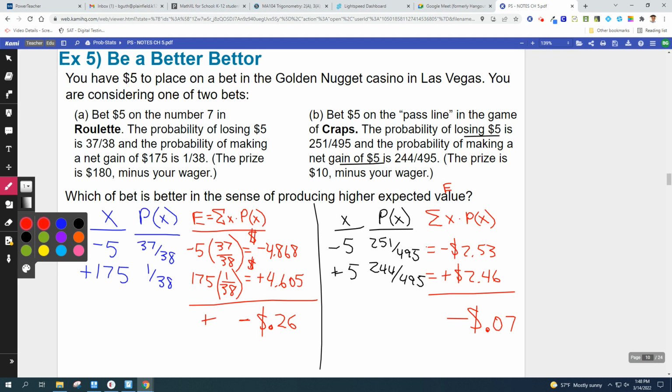So remember the question, which of the bets, or which bet is better in the sense of producing a higher expected value? Well, I'd rather lose 7 cents than lose 26 cents. So I would say craps is the better bet.